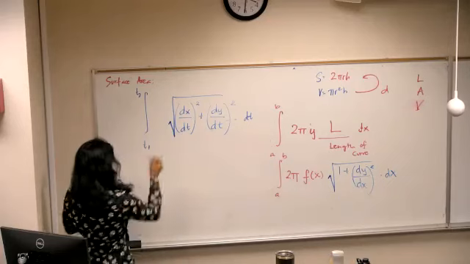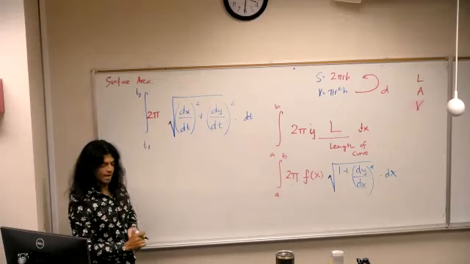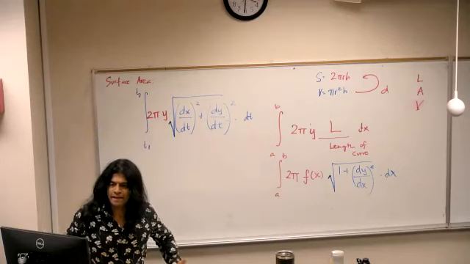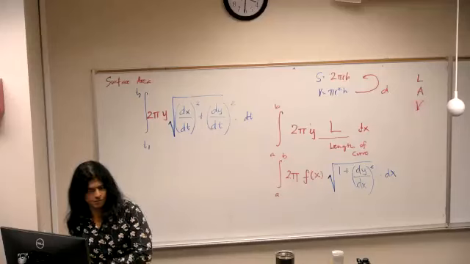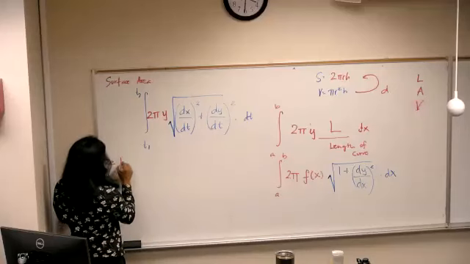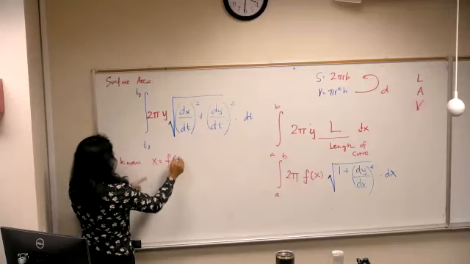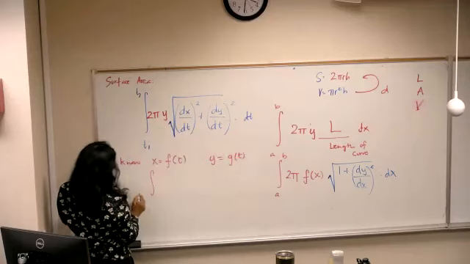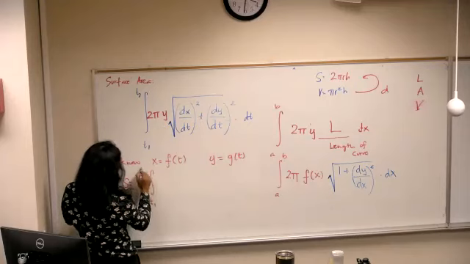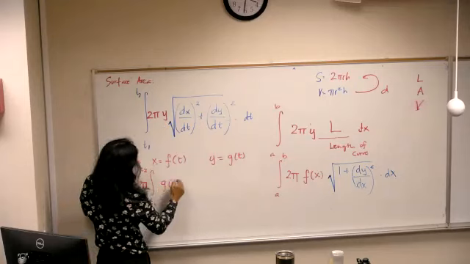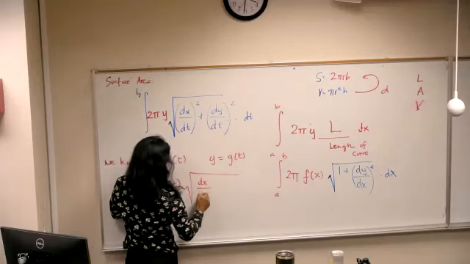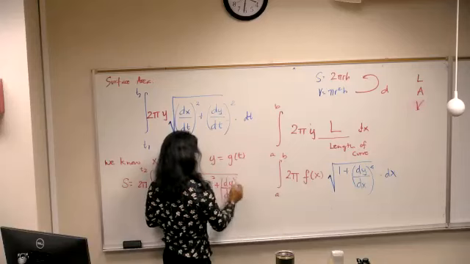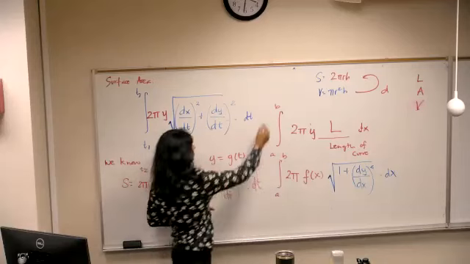Leaves us with just two parts, 2 pi and y. We know in parametric equations, x is a function of t, y is a function of t. So x is some function of t, y is some function of t. So the surface area in this case would be the integral from T1 to T2 of 2 pi g of t times the square root of dx over dt squared plus dy over dt squared, dt.